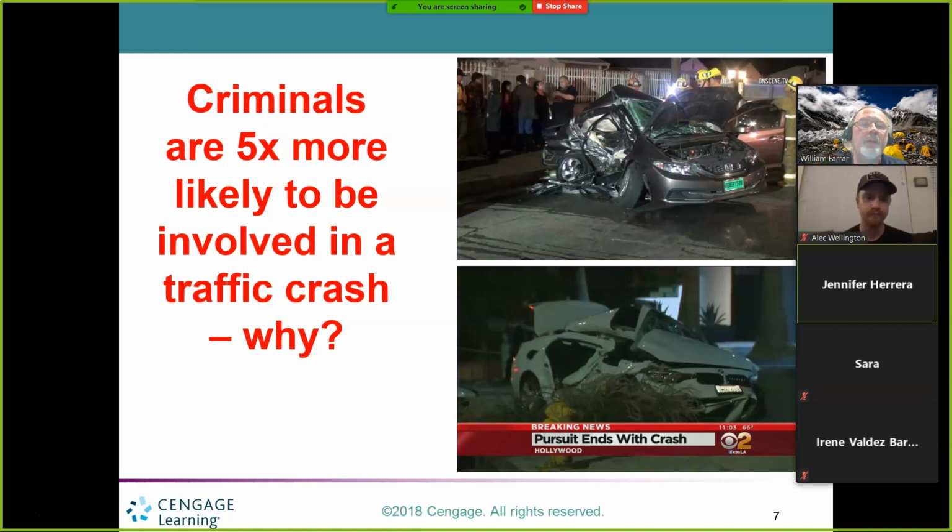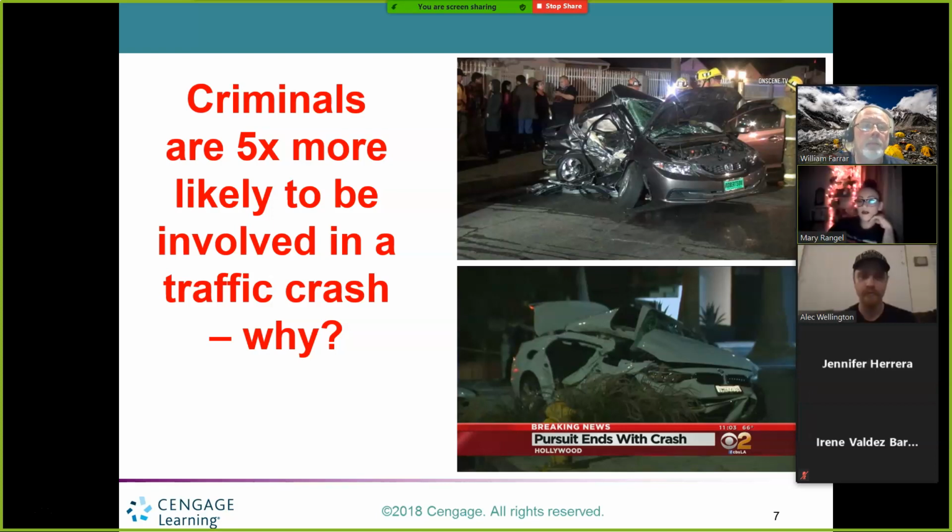What else would be a reason? Running from the law. Okay, so they could be trying to get away. You see some pursuits, and pursuits can end pretty nasty sometimes. So that could be another reason they might be more likely to be involved in a crash. They could be in a stolen car and not know how to drive it. They could be under the influence. They don't care that there's going to be any damage to the car because it's not their car.